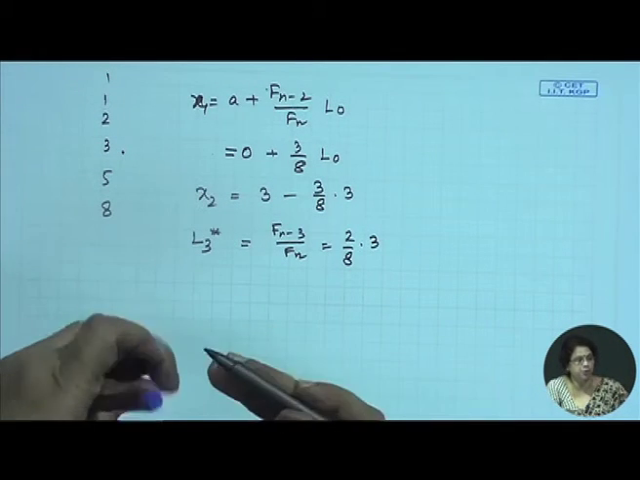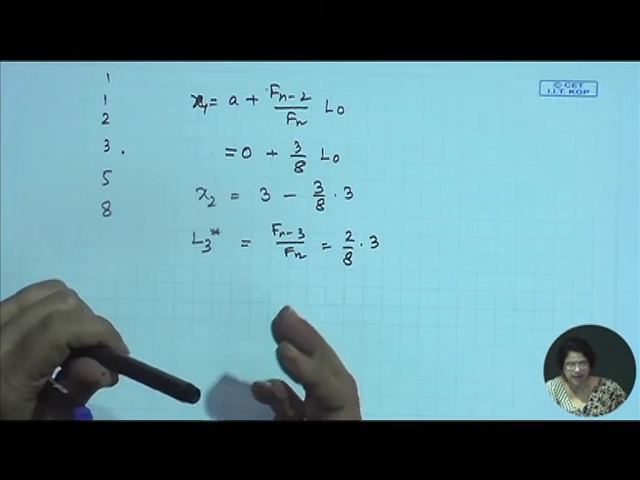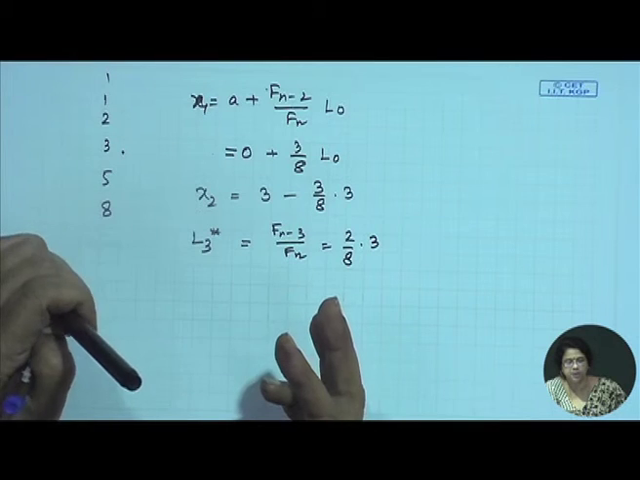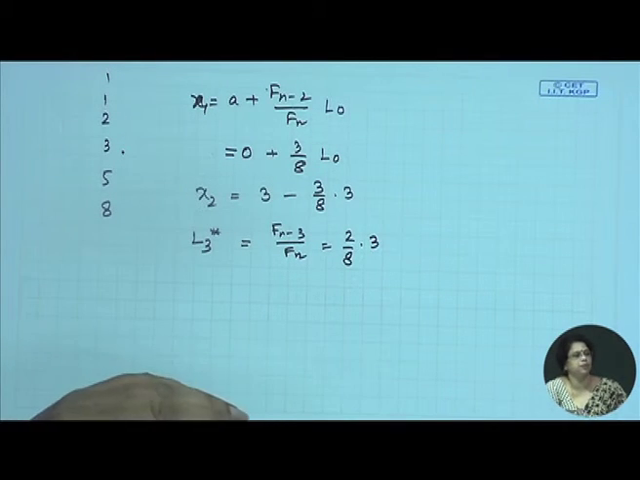Now, if I have to do more number of experiments, that is not really required for the Fibonacci method, because this is the n value, the minimum n value for getting the optimal solution.